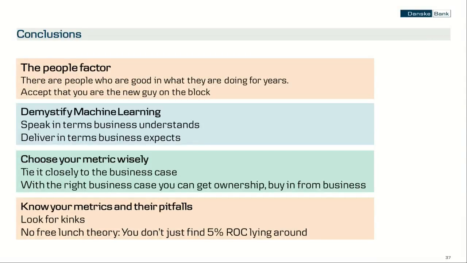And what really helps you communicate with the business is choosing your metric wisely, tied closely to the business case, and basically picking the right one, because then all of the above falls into place very easily. And the final point from the anecdote, I think, is know your metrics and their pitfalls. It's not only, as I said, picking the right one, because kinks are generally pretty bad. Kinks just means there's something funky happening in any metric, I think.